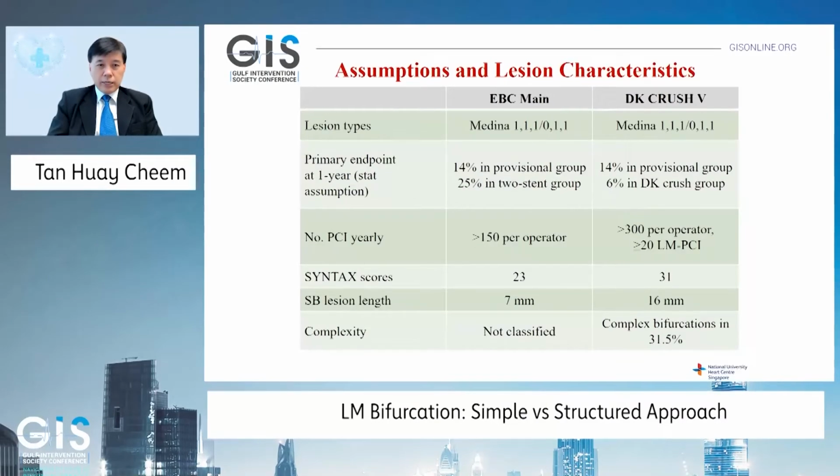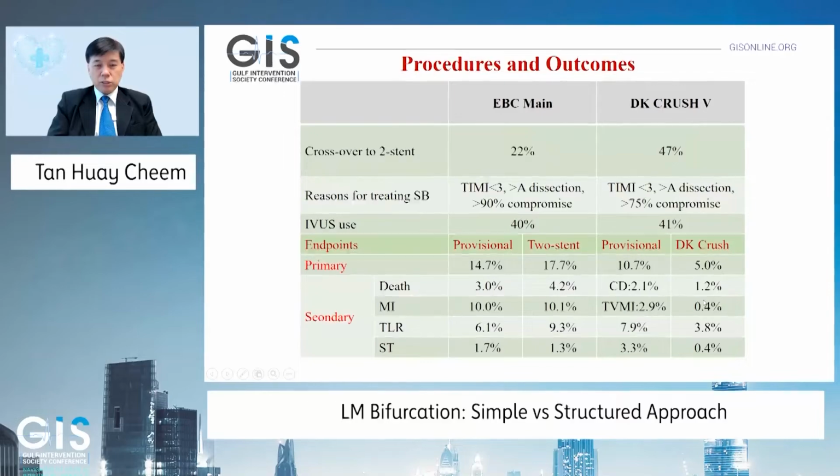When you look at the number of PCI performed by the operator in the EBC MAIN, it was more than 150. But when you look at the DK crush operators, we are looking at people who are doing high volume, more than 300 cases, of which left main PCI constitutes about 20 cases per year. When you look at the SYNTAX score here, clearly you can see the difference, 23 versus 31. Side branch lesion length is 7 millimeters versus 16 millimeters. And regarding complexity, there were about 30% of patients with defined complex left main bifurcation stenosis.